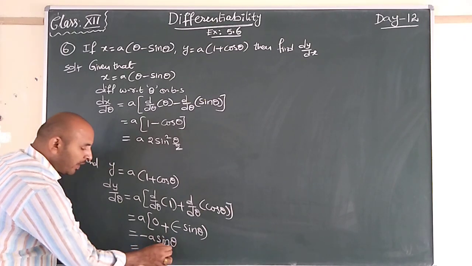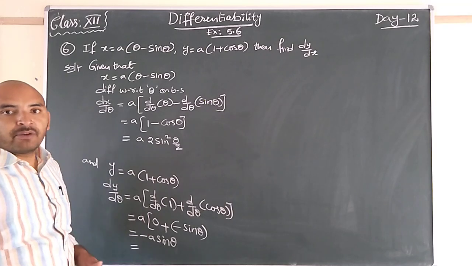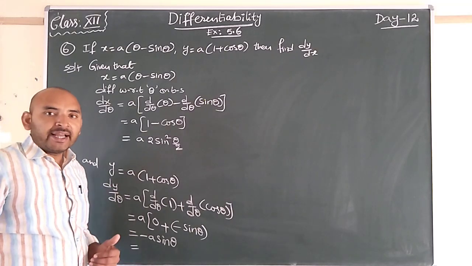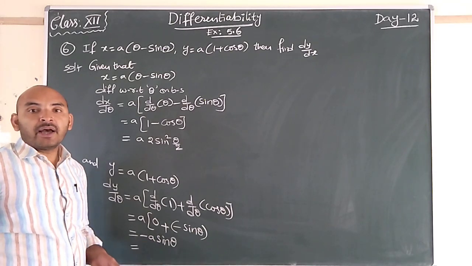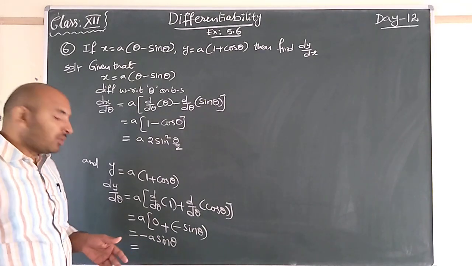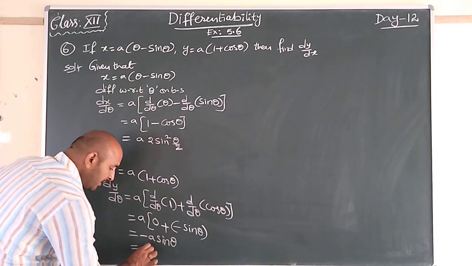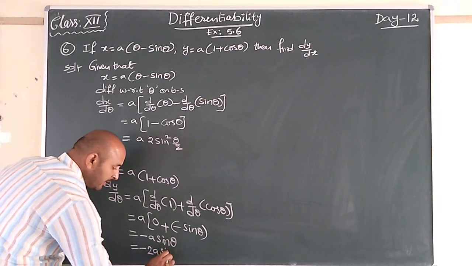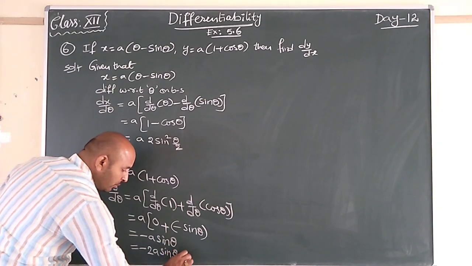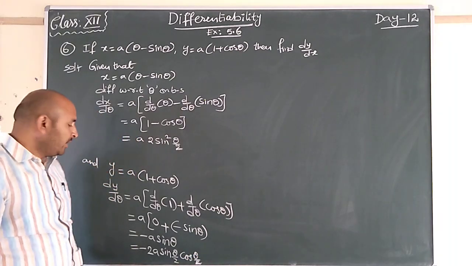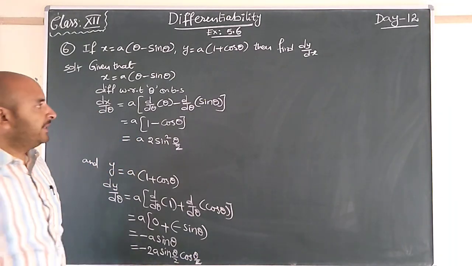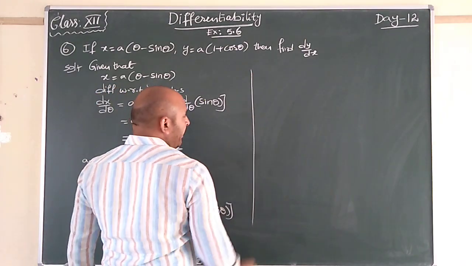What is the sin theta half angle formula? Sin 2 theta is 2 sin theta cos theta, but the sin theta half angle formula is 2 sin theta by 2 cos theta by 2. So minus 2a sin theta by 2 cos theta by 2. This is dy by d theta. So I want dy by dx.